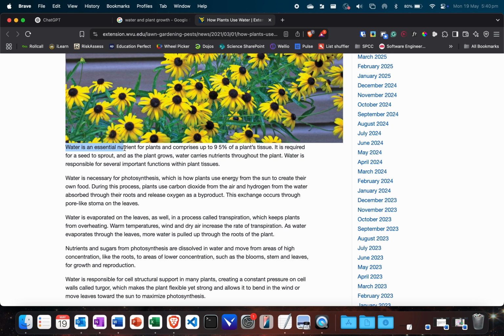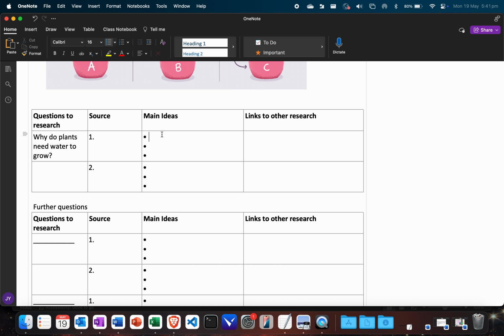Water is an essential nutrient for plants and comprises up to, I think this is meant to say, 95% of plants' tissues. It is required for a seed to sprout. Okay, so it's required for a seed to sprout. And as the plant grows, water carries nutrients throughout the plant. Water is responsible for several important functions within plant tissue. Okay, so already I've got some important information. Okay, it's an essential nutrient, but in particular, it's required for a seed to sprout. Okay, that's a pretty useful key piece of information.